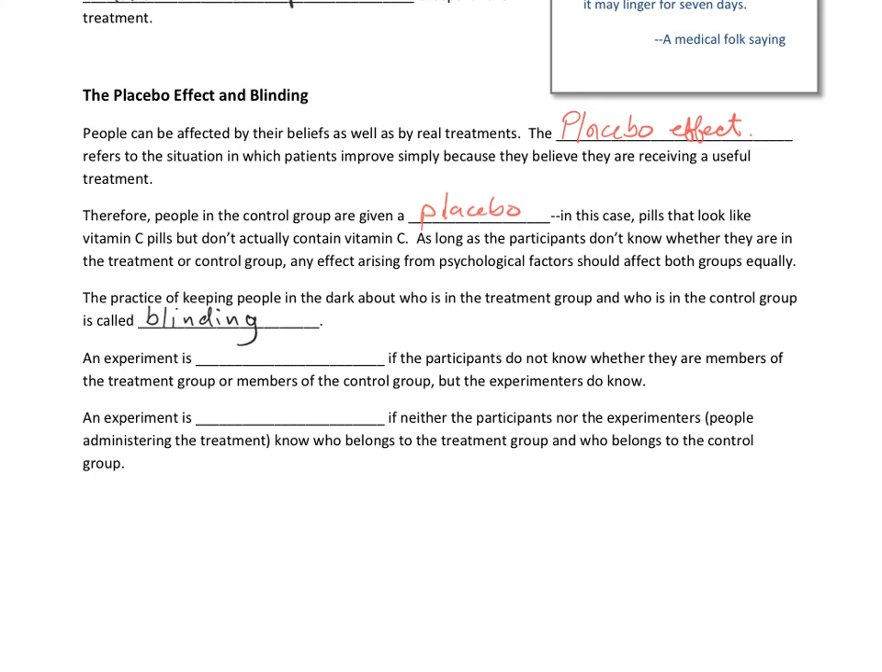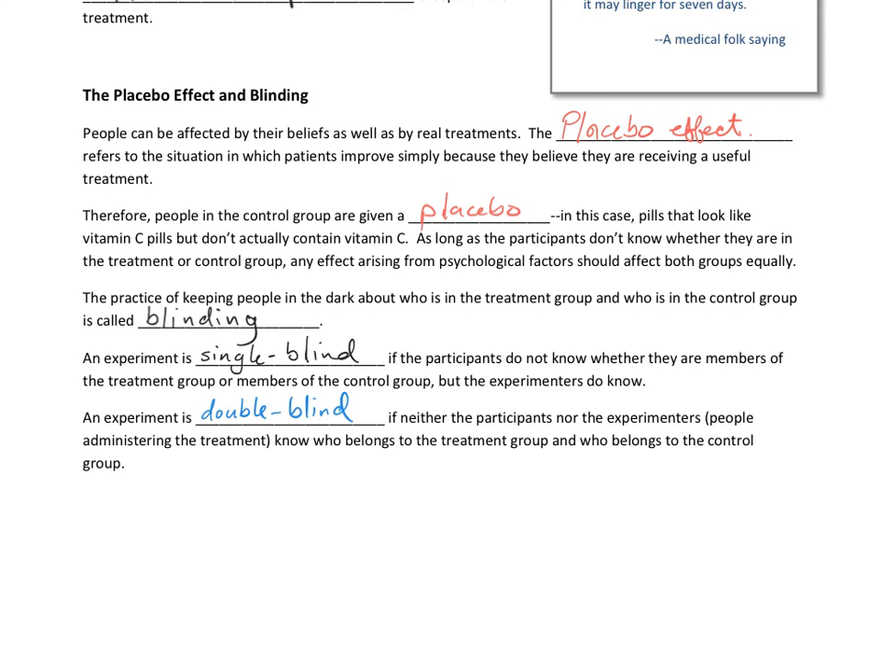So, in addition to blinding, we can have multiple different ways of blinding. An experiment is what we call single blind if the participants don't know whether they're members of the treatment or control group, but the experimenters do. And what's really crazy is we can have an experiment that is double blind, and in that one, neither the participants nor the experimenters know who belongs to the treatment or the control group.